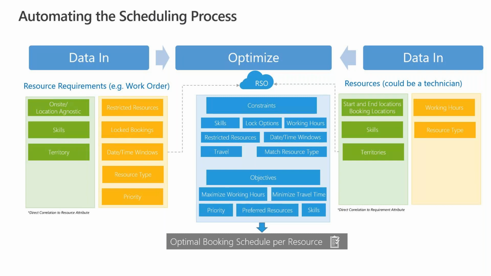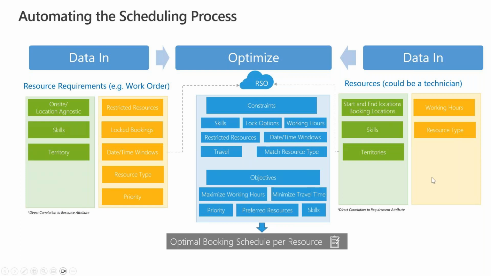You can take a look at all those data inputs, and it allows you to define how you would like to optimize, the dimensions across which you'd optimize your schedule. Some of the most common are to maximize the number of work orders per day, or related, minimize travel time, the specification of priority or preferred resources by the customer, a set of constraints across which you want to optimize.